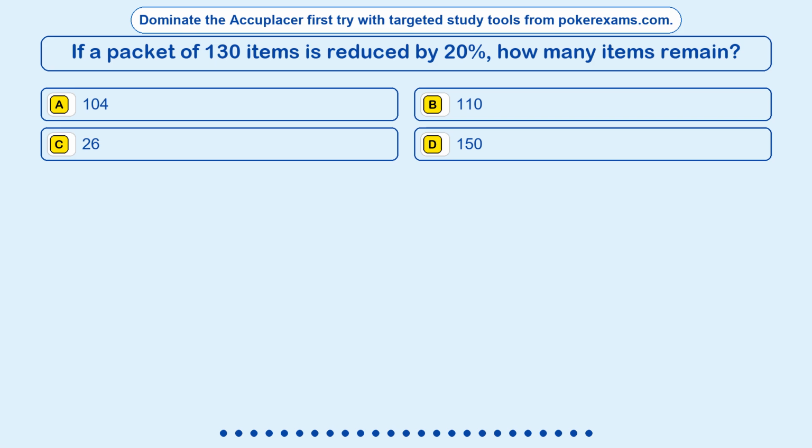Question 4. If a packet of 130 items is reduced by 20%, how many items remain? Option A, 104. Option B, 110. Option C, 26. Option D, 150.